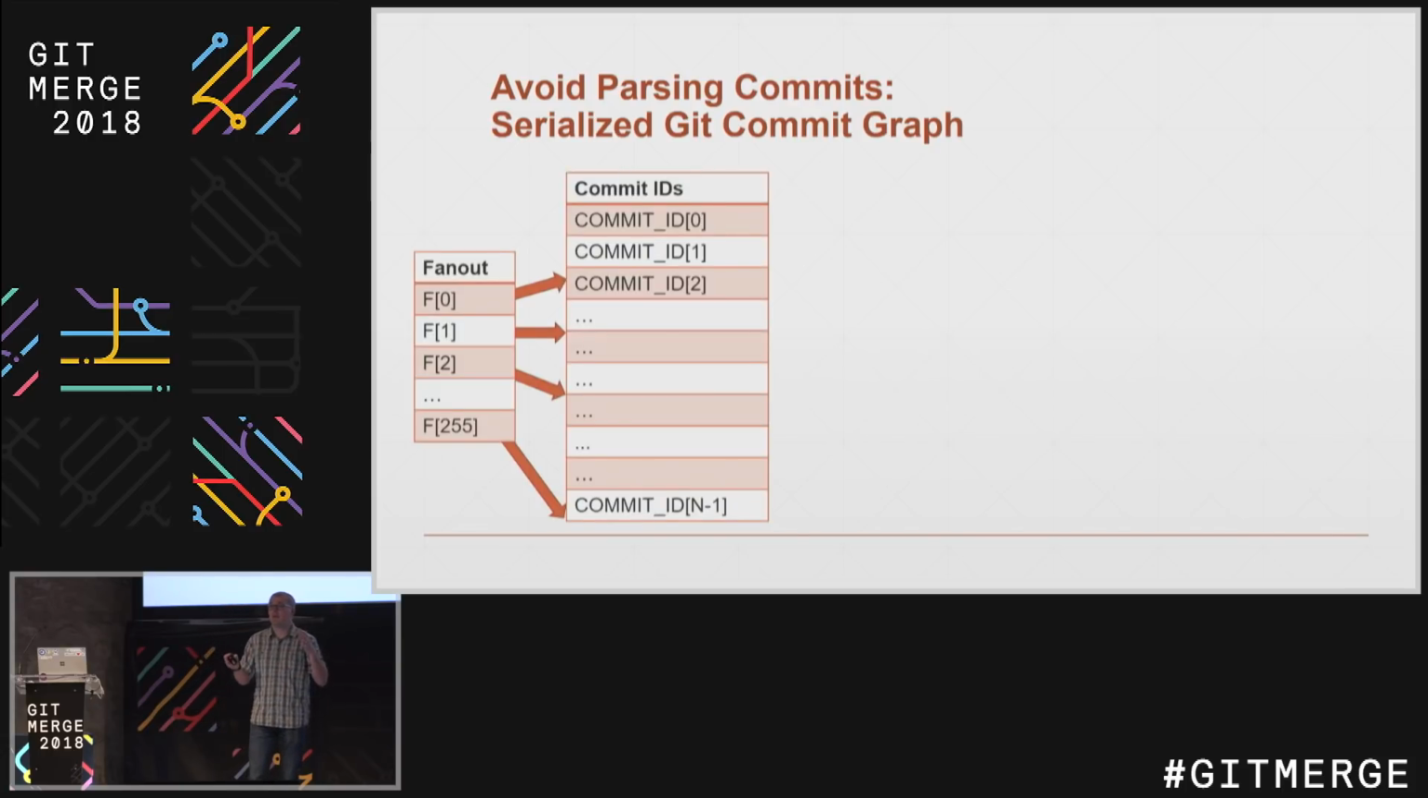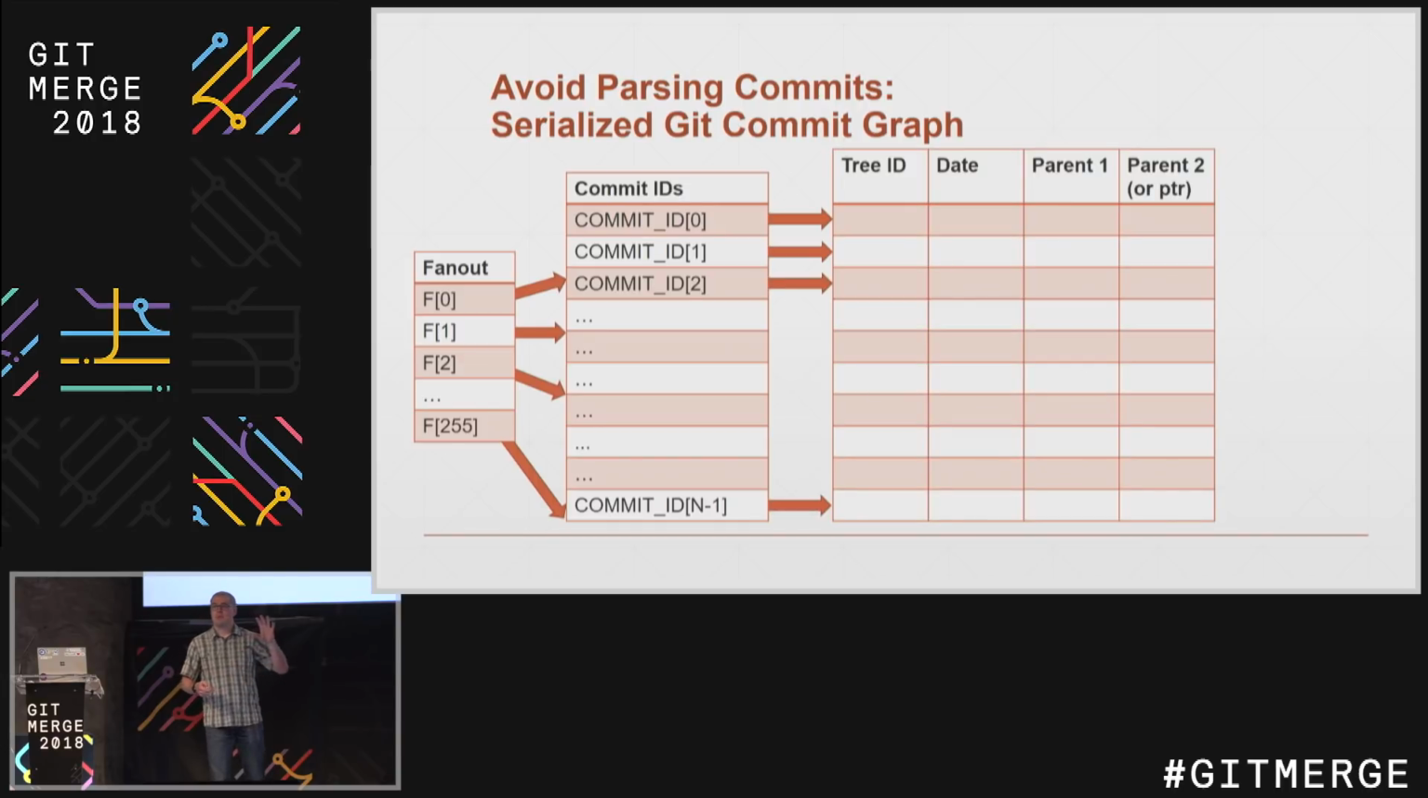First thing is it's going to be a sorted list of commit IDs. It's got a little fan-out table to help search go a little bit faster, but you can binary search into this to say, do I know of this commit? Hey, I found it. It's in this row of the table. Then you can move to where all that extra data is. Just follow that row over to the next table, and you can get the tree ID, you can get the date, and you can get a couple parents out.